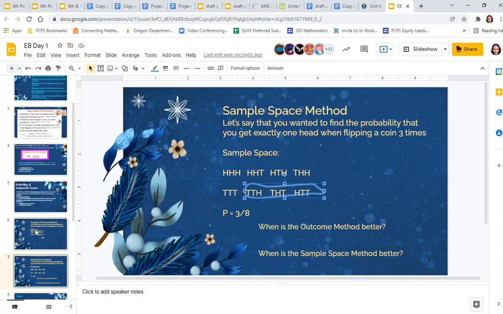Ireland? If you have more to work with, like if it was asking, if you flipped a coin 15 times, it would be a little more difficult. Yeah, that makes total sense to me. If you flipped a coin 15 times, your sample space would be gigantic, and you wouldn't want to have to write all that out. So in that case, you might prefer the outcome method because it might be easier. It's good. All right.